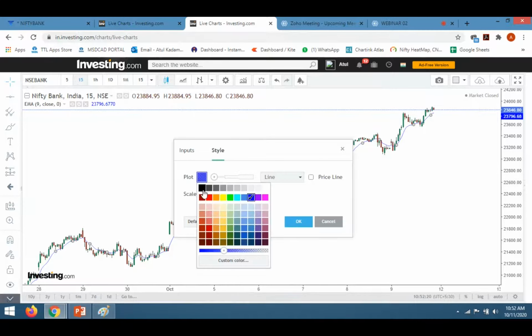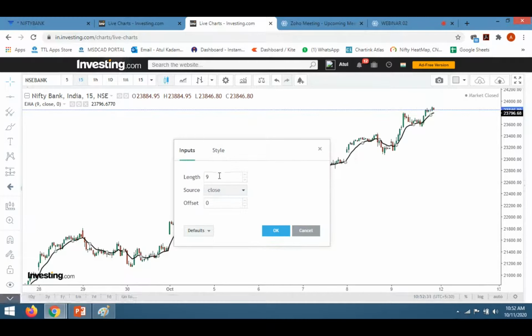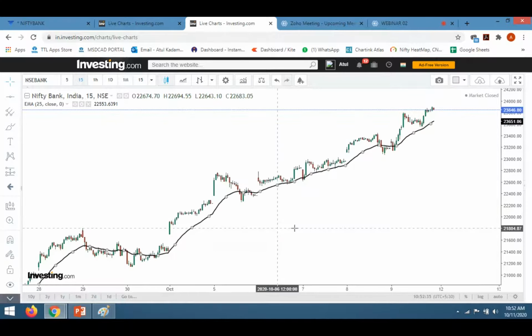Color, you can take any color whatever you want. So I want black color. I increase the thickness of that. So from here you can increase the thickness of your line. Okay, and in the input you can change the value. If you want, I want 25 now. So I just put 25 and I will add. So like that, it's added on the screen.